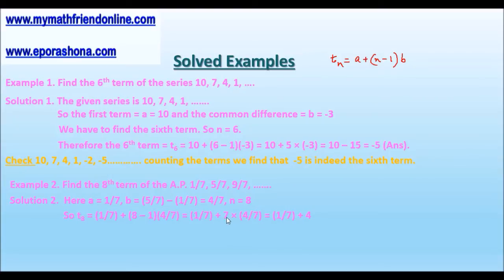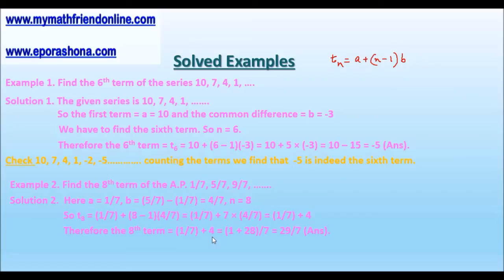Okay. And these two sevens will get cancelled. This 7 is in the numerator and this is in the denominator. So these two will get cancelled. We will be getting a simple 4. That is 1 by 7 plus 4. Okay. Now we have to perform the addition. This is a fraction and this is a whole number. So we have to add these two terms.